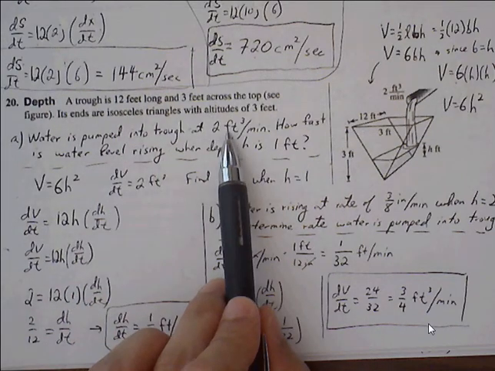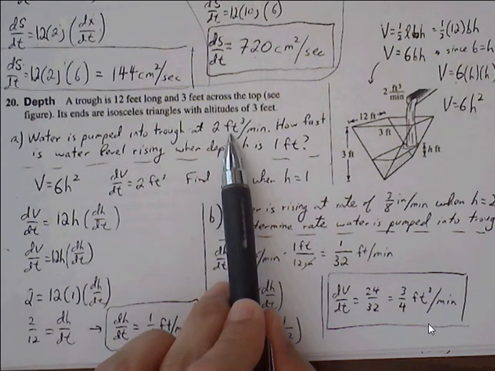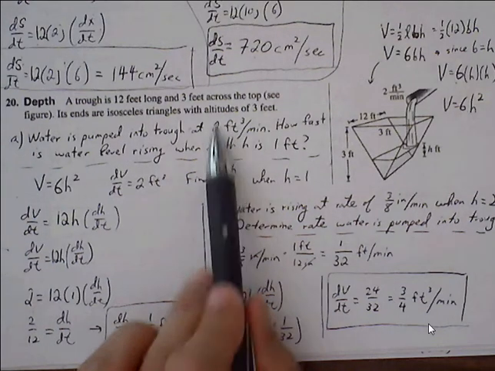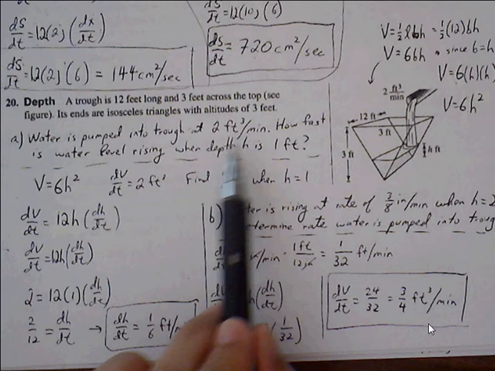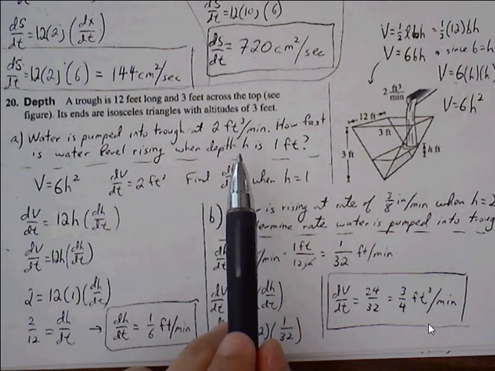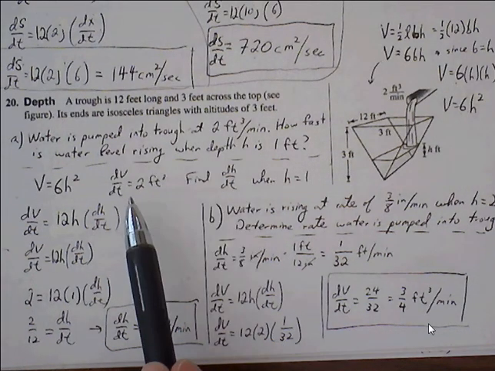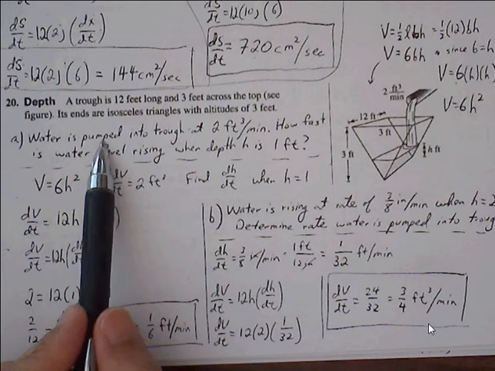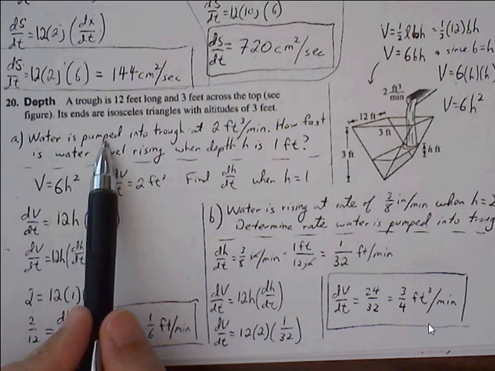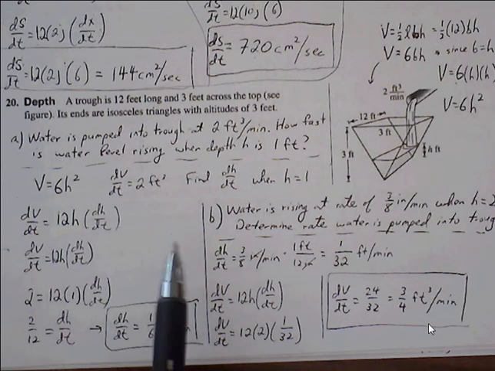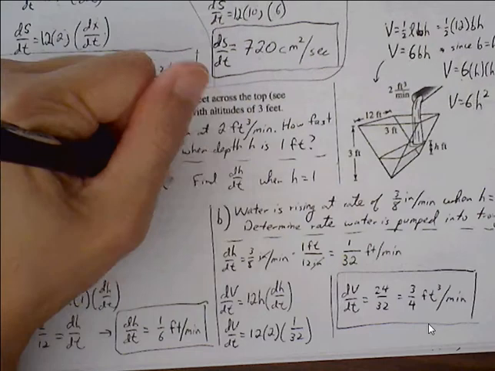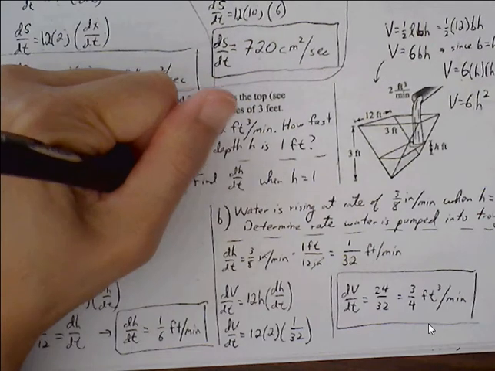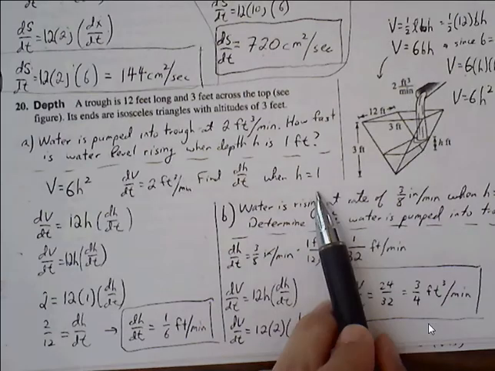We know the water is being pumped into the trough at 2 cubic feet per minute. So we know this is dealing with volume, and this is a rate. So we know we're dealing with dV/dt. The volume is going to be increasing because water is being pumped into this trough, so positive 2 cubic feet per minute. Find dh/dt when h is equal to 1.